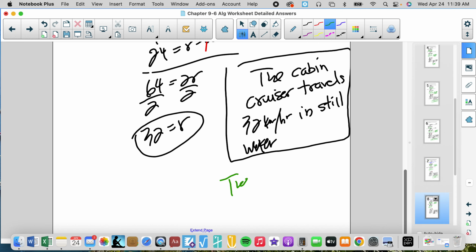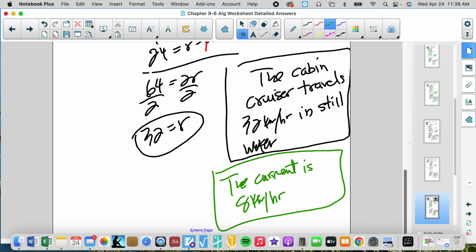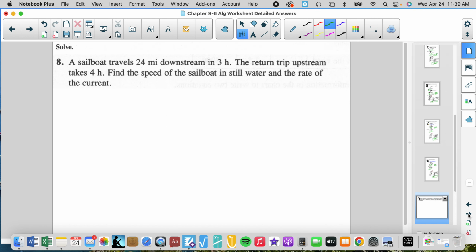So the current is 8 kilometers per hour. And that's important. This is a very realistic situation when we sail, when we paddle. You have to understand how other elements will affect your speed. A sailboat. That's my sailboat.